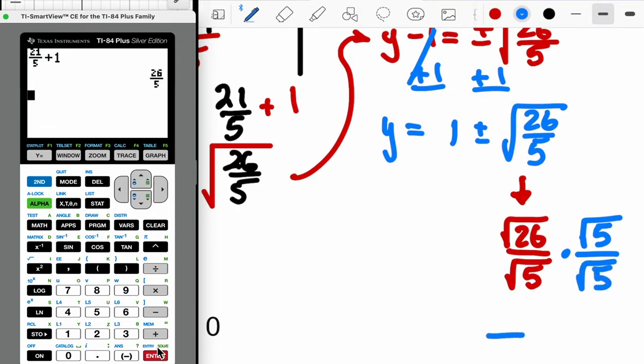So on the bottom I have a nice clean 5. On the top I have the product of 26 and 5, which would be 130, if I just did the mental math correctly, hopefully. So then I would bring down the 1 plus or minus, and I would have y equals that. So it could be either or.